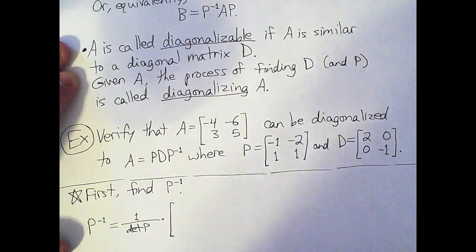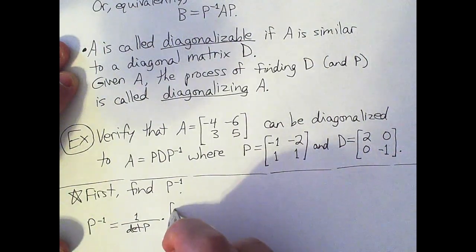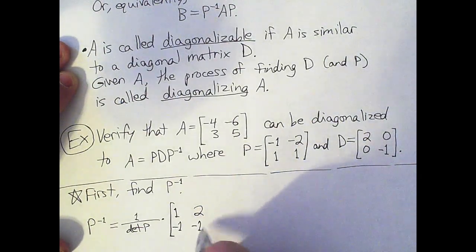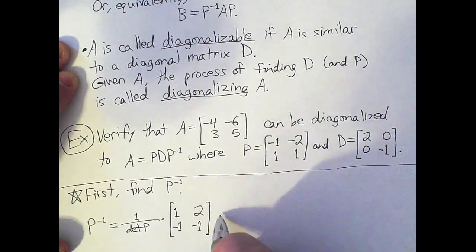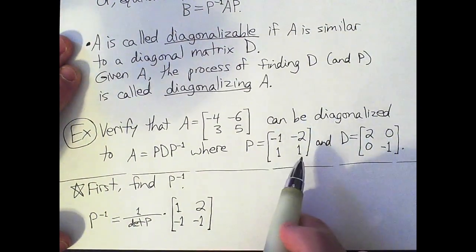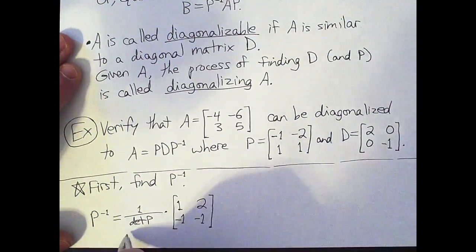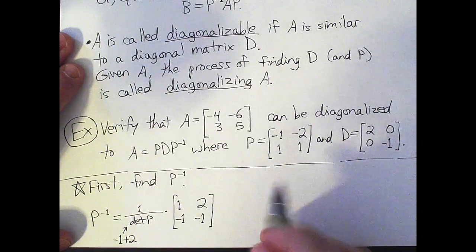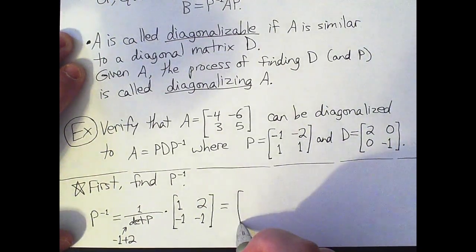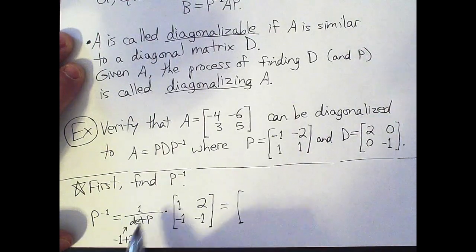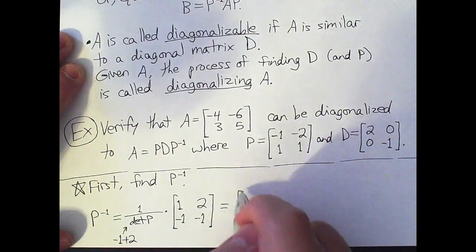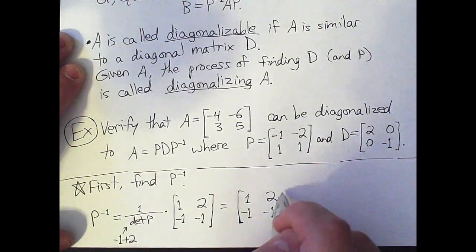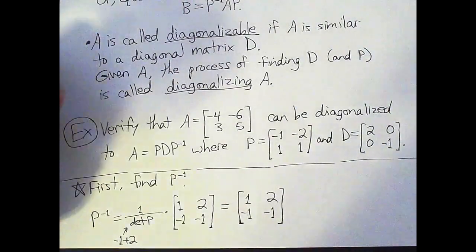You think of those as A, B, C, D, and this is going to be 1, 2, -1, -1. What's the determinant of this? -1 minus -2. So -1 plus 2 is the determinant. Altogether, 1 over the determinant is just 1. So this is just 1, 2, -1, -1. Anywhere in this problem that we need the inverse, that's the inverse.